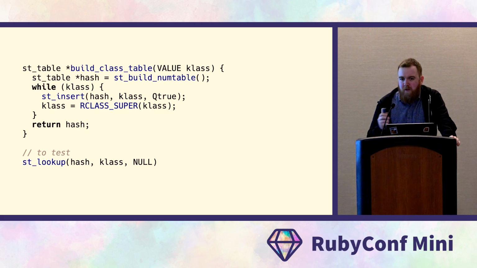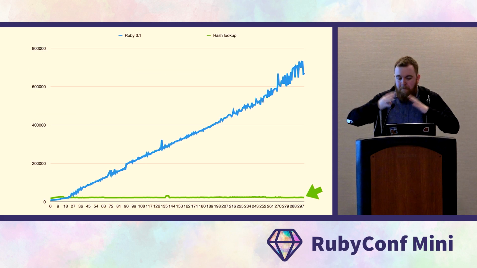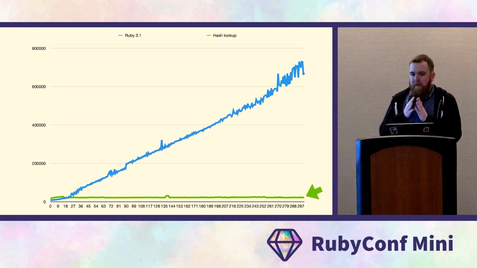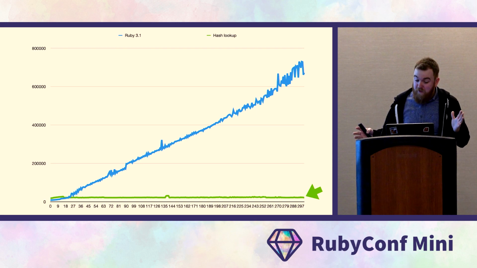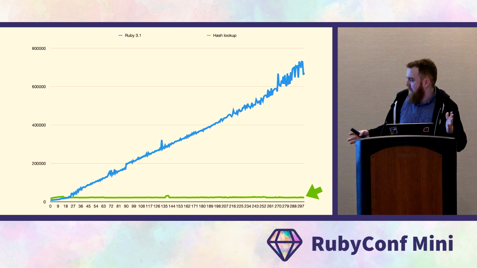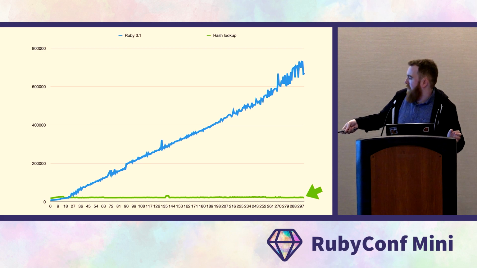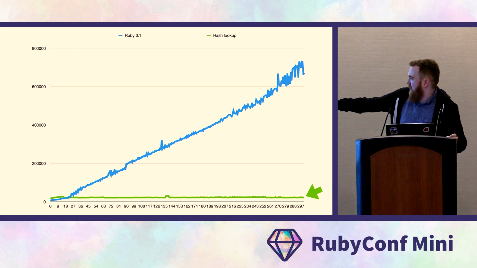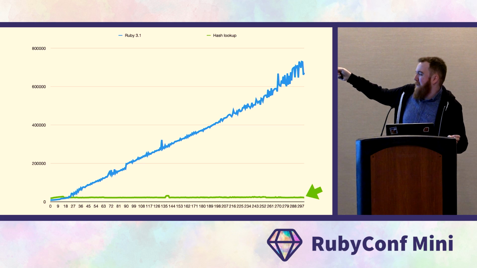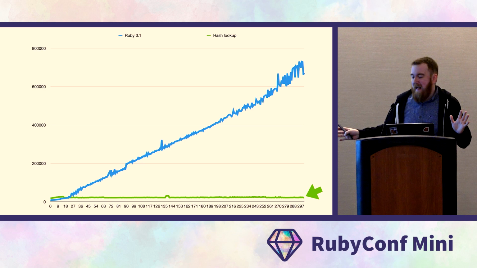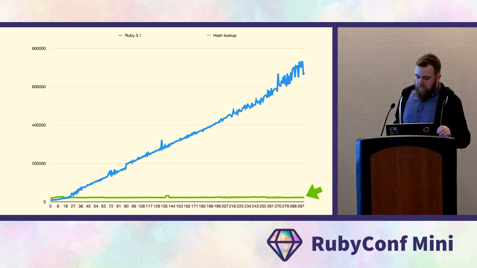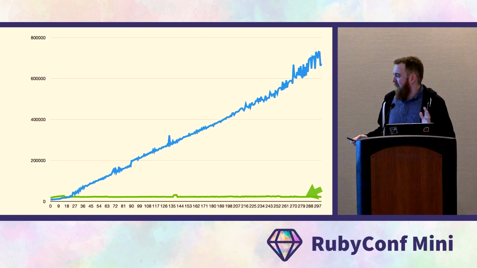I wrote a benchmark to test it where I created classes with progressively more and more ancestors, and then tested is_a? against it, and this is the result I got. So initially, it looks pretty good. Ruby 3.1 is the line that's trending way upward, and this hash lookup stays totally stable regardless of how many ancestors you have. So that seems really great.